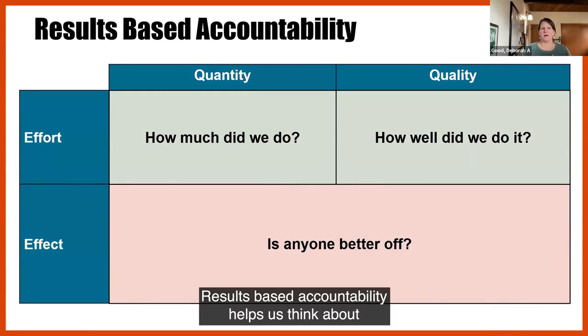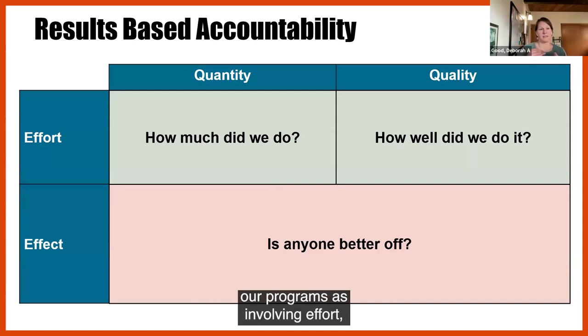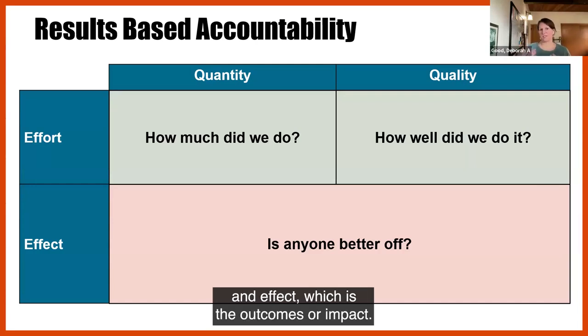So results-based accountability helps us think about our programs as involving effort, which is sort of like the inputs or, particularly, the outputs. That's the effort we're putting in, and effect, which is the outcomes or impact.